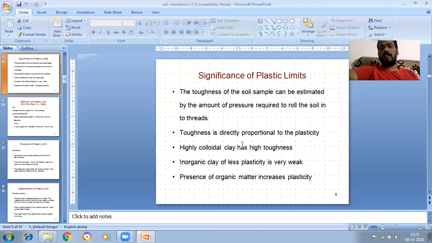Highly colloidal clay has high toughness. That's why all these consistency limits, or Atterberg's limits, are applicable especially for clays. Next, inorganic clay of less plasticity is very weak. Presence of organic matter increases plasticity.